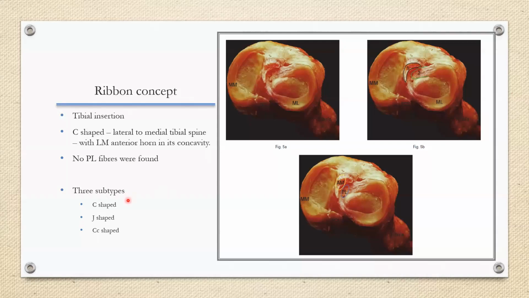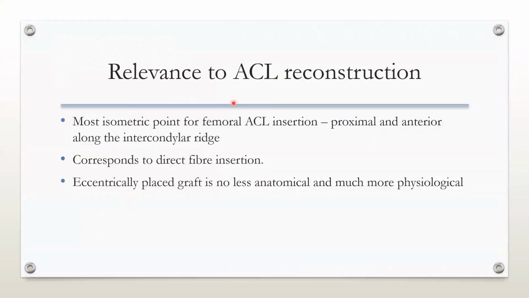And they further describe three types based on the orientation: C shape, J shape, and a small C shape. So the relevance of this description to ACL reconstruction is that the most isometric point for femoral insertion is proximal and high anterior along the intercondylar ridge, corresponding to the area of direct fiber insertion of the ACL. And as per the study, such an eccentrically placed graft is no less anatomical and probably much more physiological in comparison to the normal native ACL.